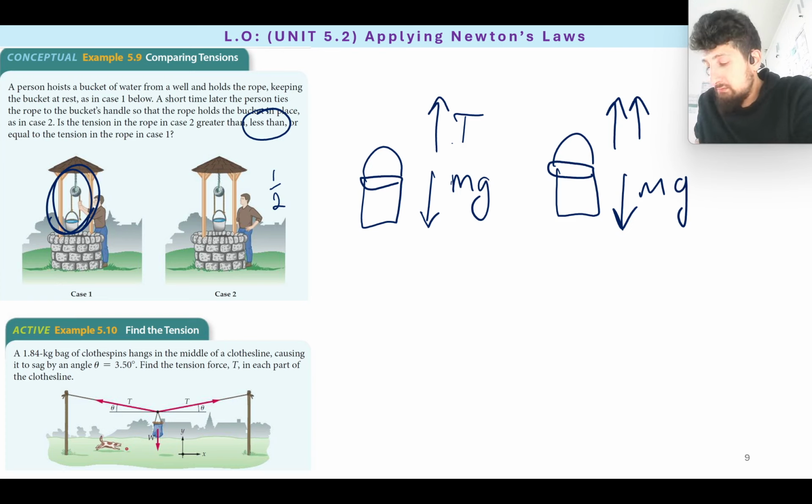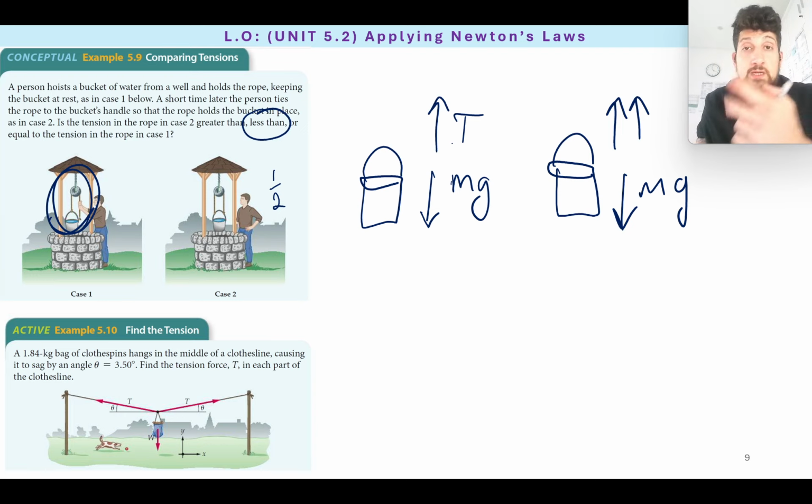Okay, I read it once internally and then I read it again, and that's how I always read a question twice. A 1.84 kilogram bag of clothespins hangs in the middle of a clothesline, causing it to sag by an angle of 3.5 degrees. Find the tension force, capital T, in each part of the clothesline.